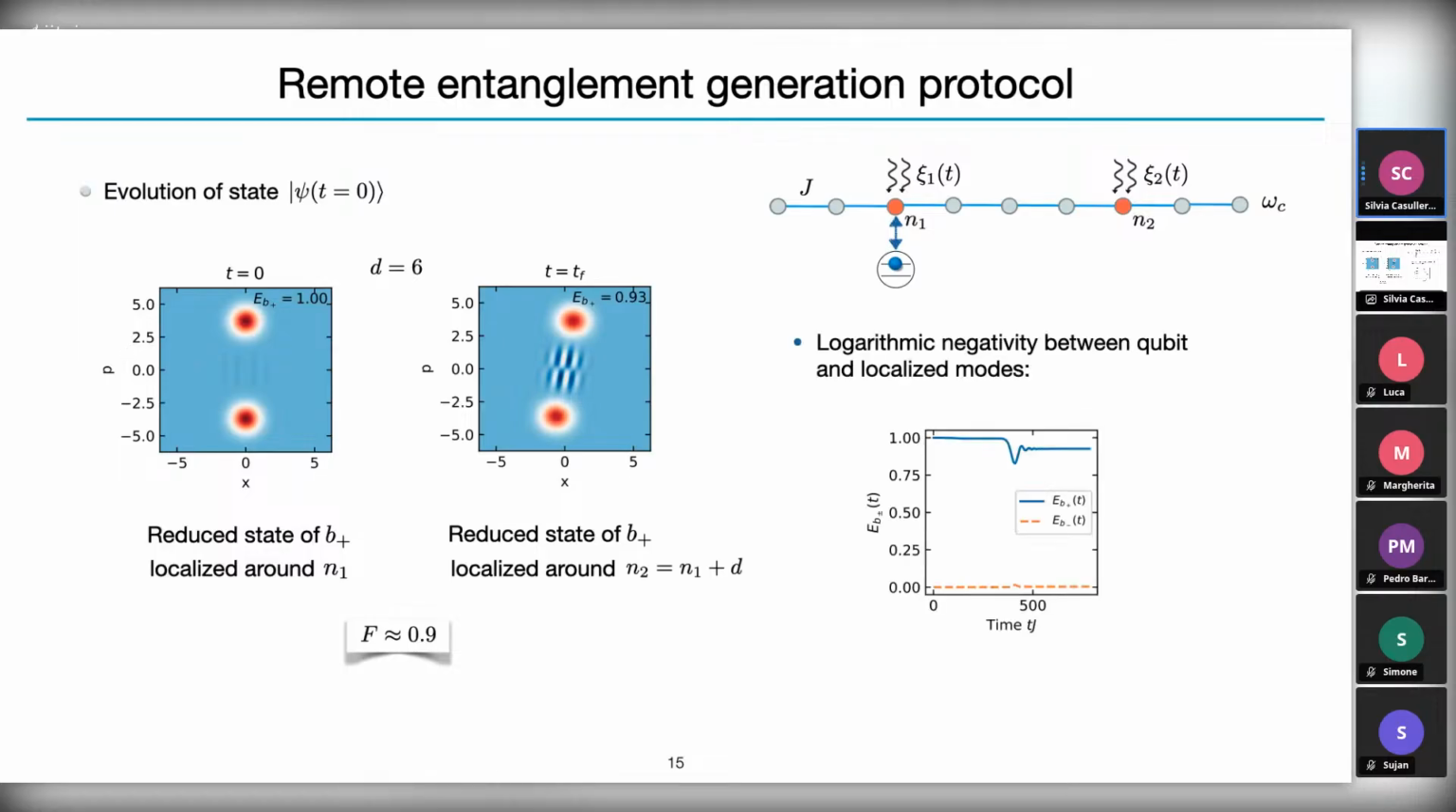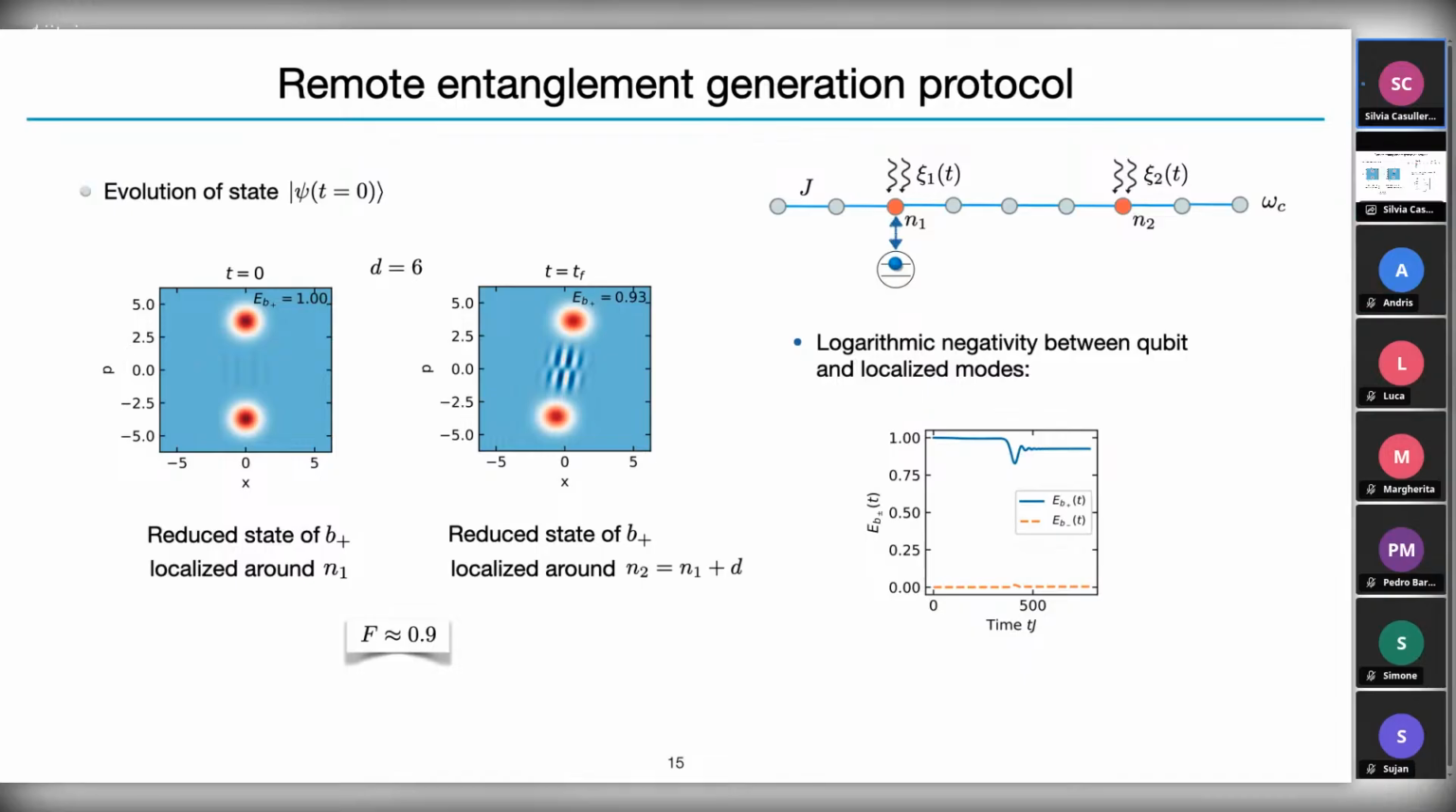And you can also see what has happened to the logarithmic negativity between the qubit and these localized modes, and essentially it starts very well, or very entangled at 1, then it decreases a bit, and this previous point is the middle of the protocol, in which the two B plus and B minus are very close to each other, and so on, maybe you can have jumps or.